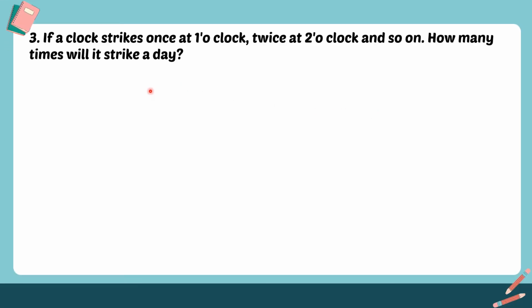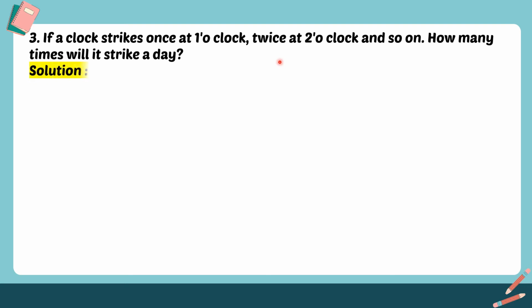Let's have our third problem. If a clock strikes once at 1 o'clock, twice at 2 o'clock, and so on, how many times will it strike a day? So, ibig sabihin, ang problem natin is about the clock. Meron siyang, tutunog siya ng once kapag 1 o'clock na, 2 beses kapag 2 o'clock, and so on.